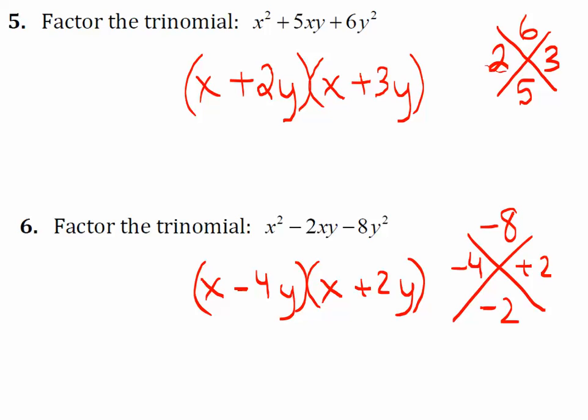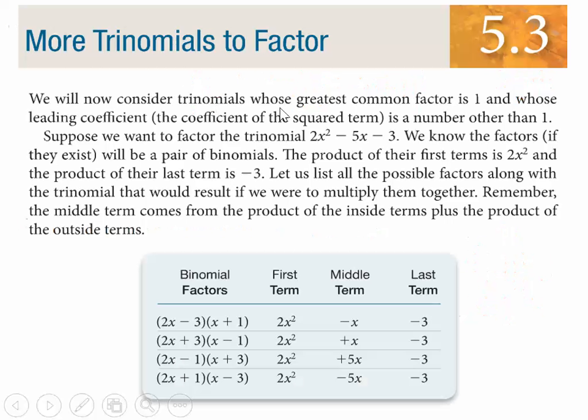Okay, so those were the easy ones. And if you thought, Mr. Hayes, that was pretty good, easy, that's good. Now let's move on to the more challenging ones here. What makes it challenging is that, see how in front you just have an x squared? What happens if I put a 6 in front of that? What happens if I put a 4 in front of that x squared? The trouble is that it affects this little middle term. That's the problem. So 5.3, more trinomials to factor.